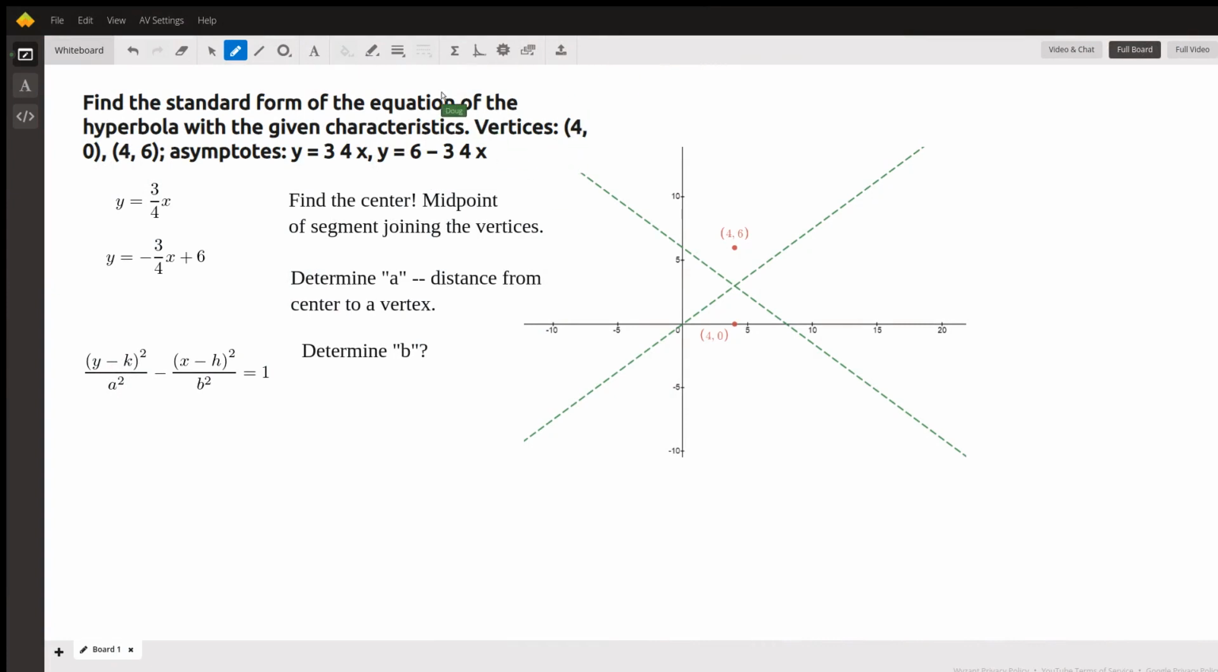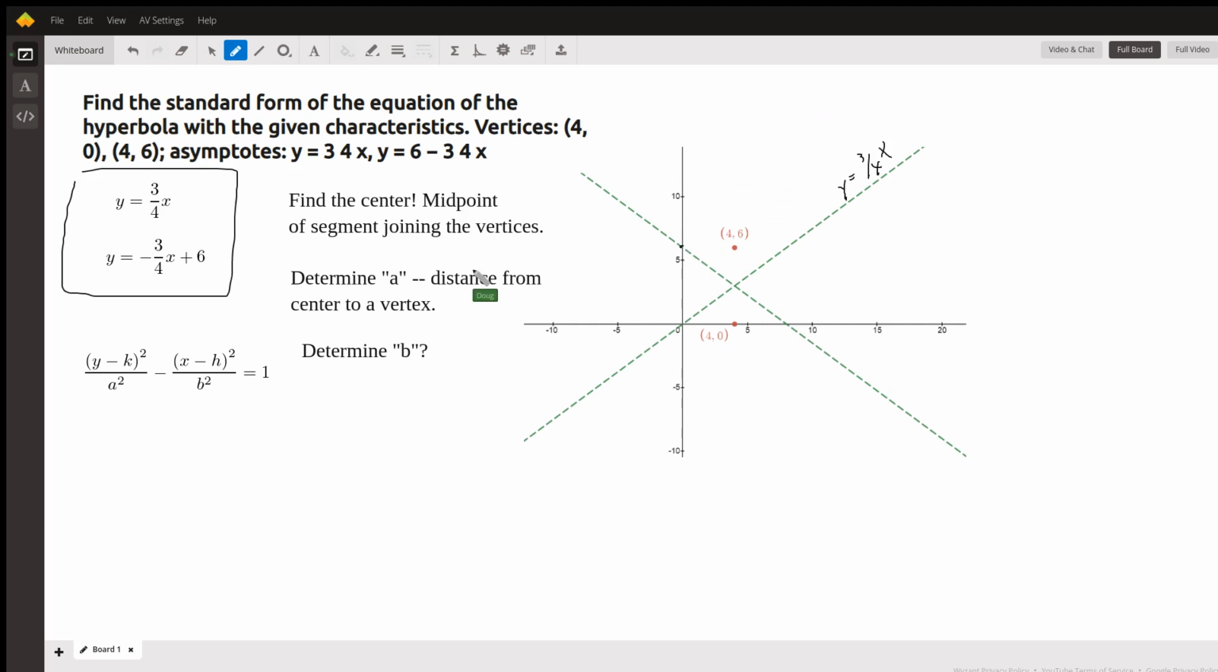Okay, you're given the two vertices of a hyperbola at (4, 6) and (4, 0). Here are the vertices. And you're given the equations of the asymptotes, which I've rewritten here. That's what these dotted dashed lines are. This is y equals 3/4 x. And this second dashed line is y equals negative 3/4 x plus 6. There's the y-intercept right there.